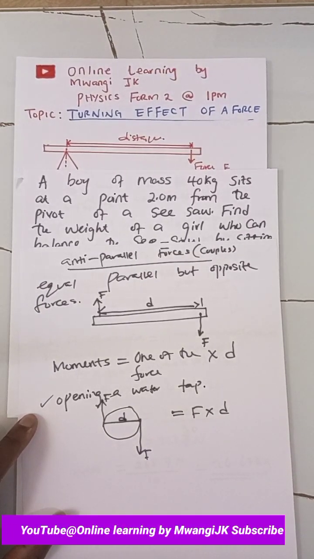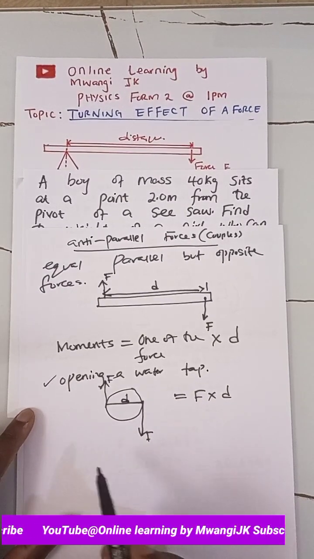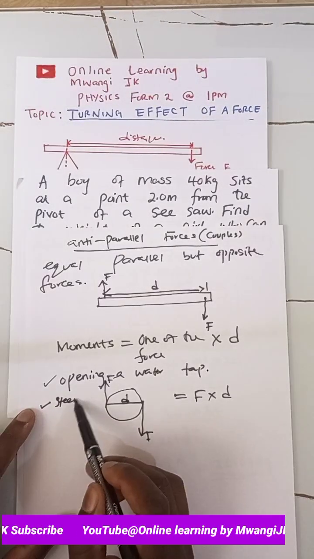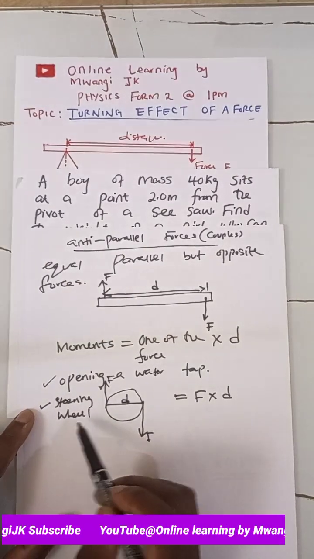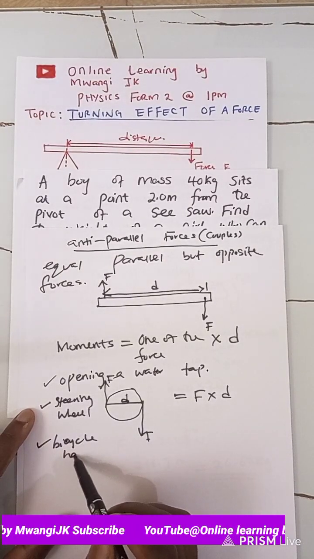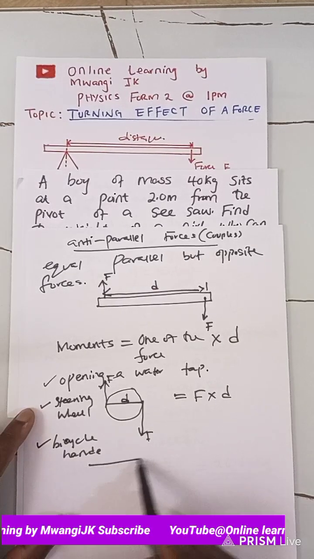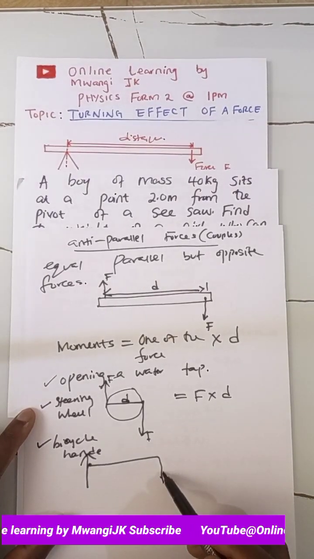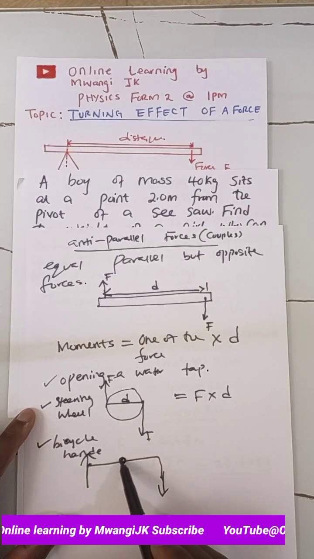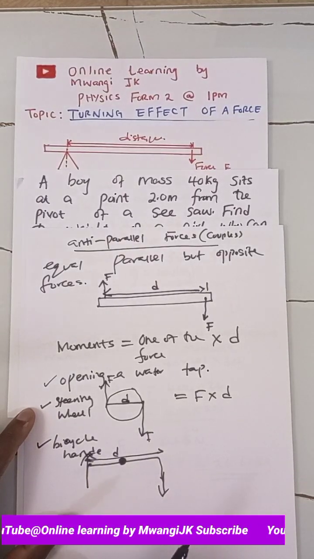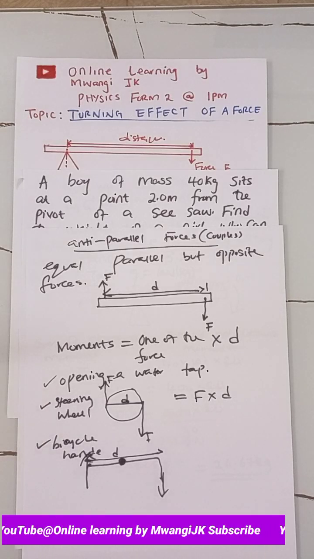Again, force applied on a bicycle handle. When one is riding a bicycle, we've talked about the steering wheel, and in a bicycle handle we have one of the forces applied in one direction, while another is applied in this direction, and of course we have the turning point here. Again, we take the whole distance and call it d. So that marks the end of the topic, the turning effect of a force.